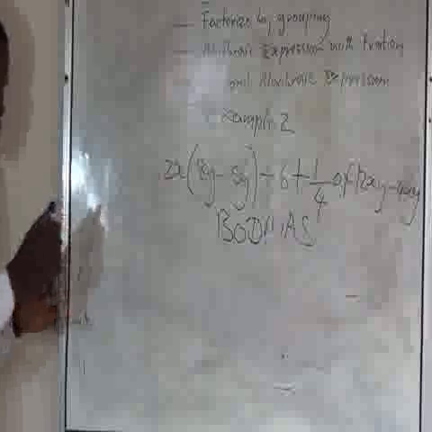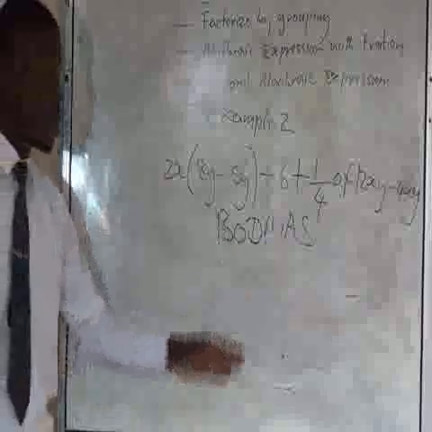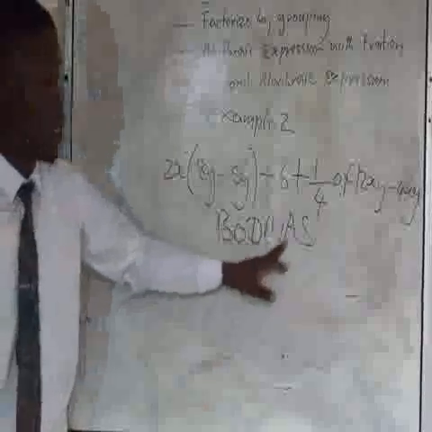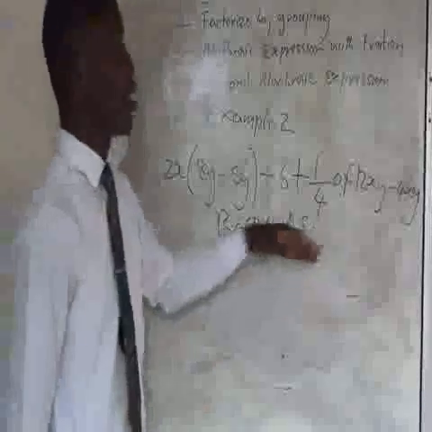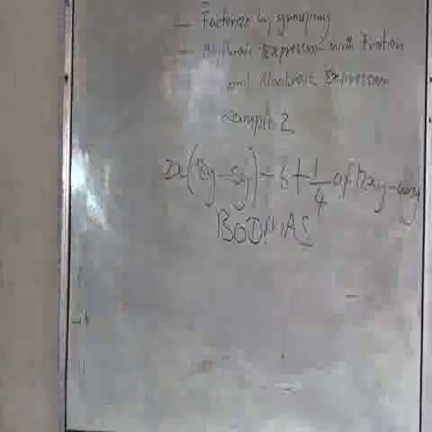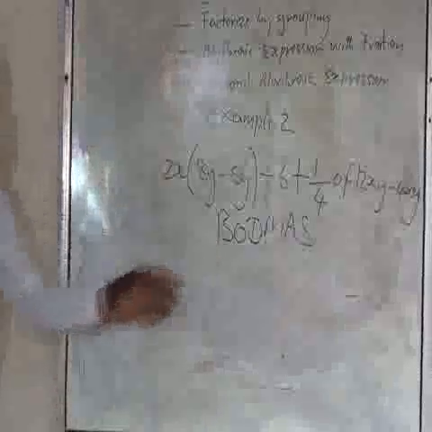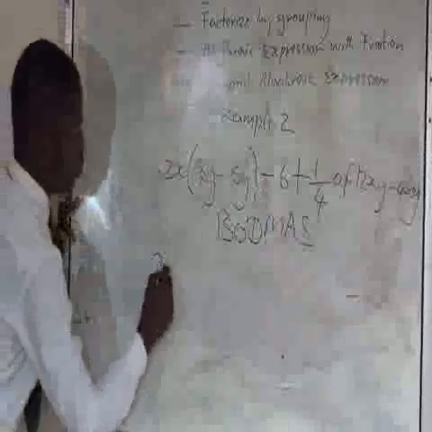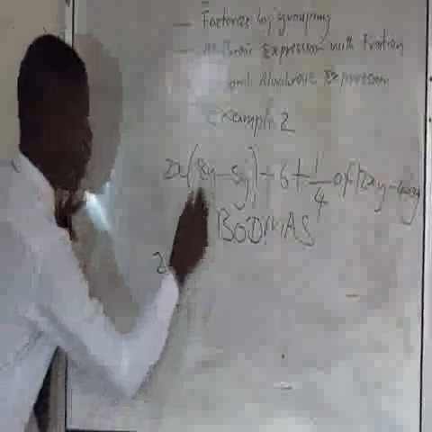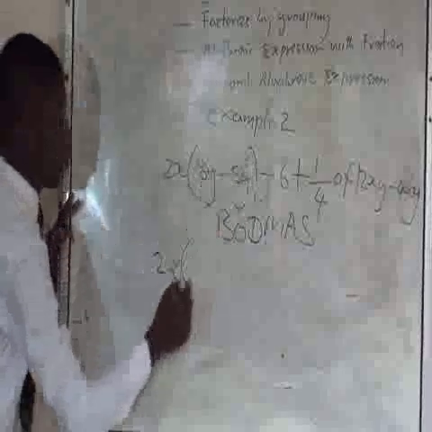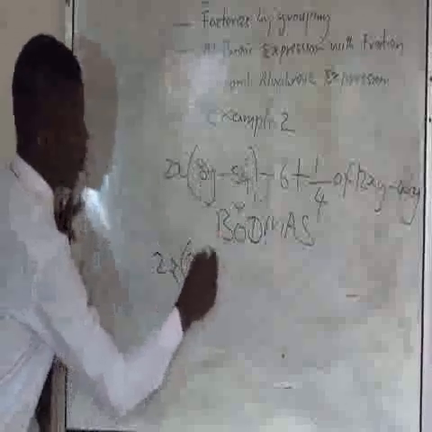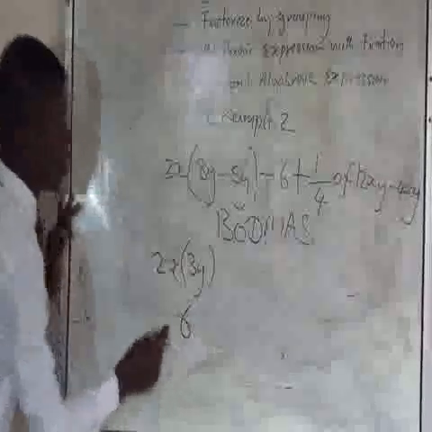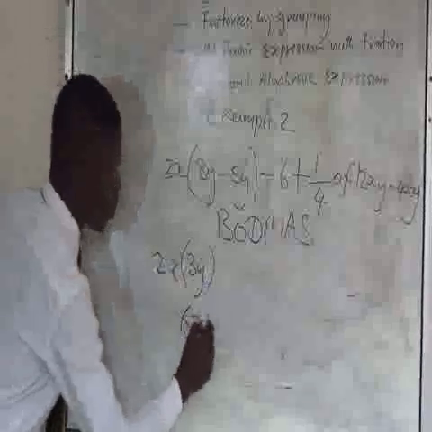B stands for bracket, O stands for of, D stands for division, M stands for multiplication, A stands for addition, and S stands for subtraction. First of all, we start with B, so we have to settle the bracket first. Then we have 2x bracket, 8 minus 5 will give me 3y. Then we multiply. 2 times 3 will give me 6. x times y gives me xy.